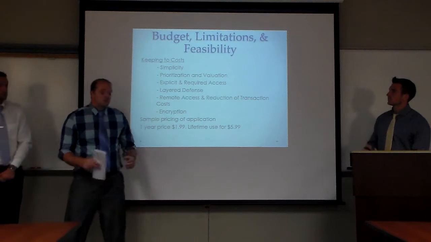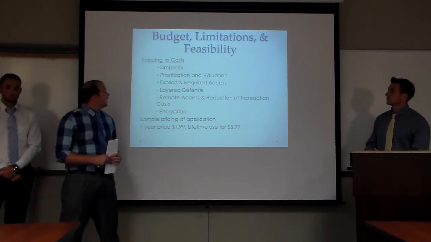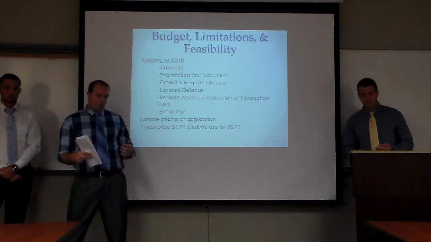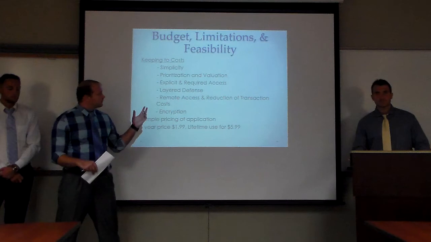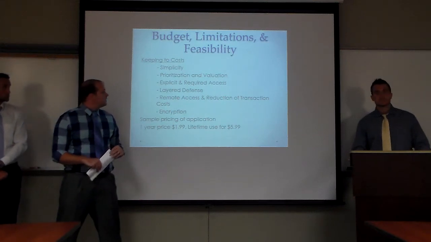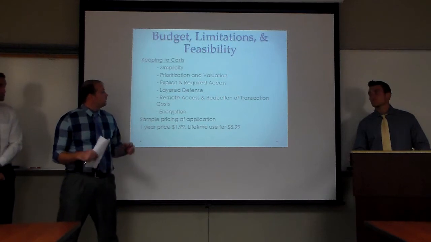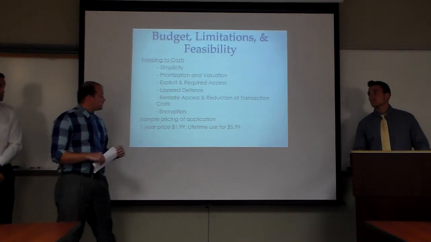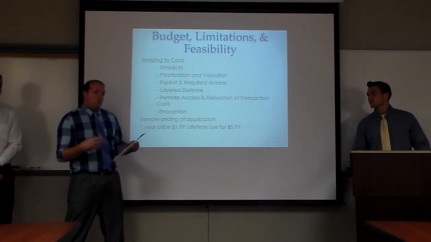The budget and limitations, feasibility. The main thing about budgets is keeping to the cost. So I'm going to go through a few of them and go back and touch on a few. Simplicity is number one, prioritization and evaluation, explicit and required access, layered defense, remote access and reduction of transaction costs, and encryption. To touch back on simplicity, we want to keep it simple.